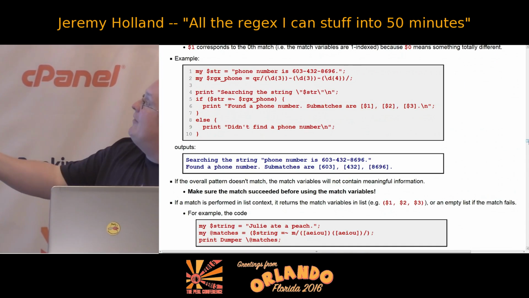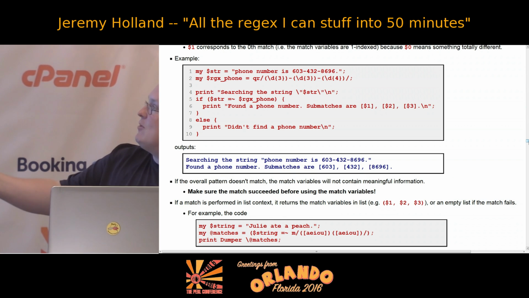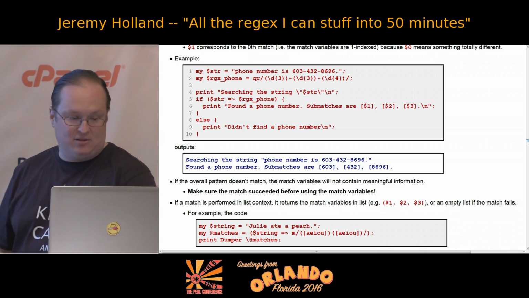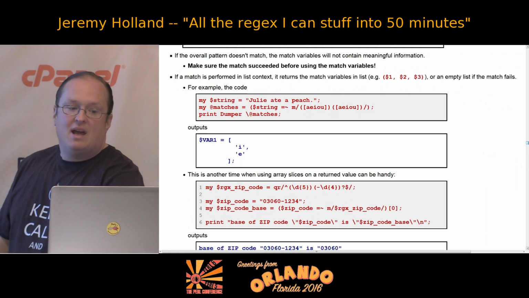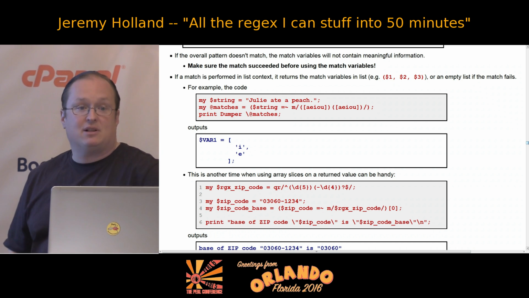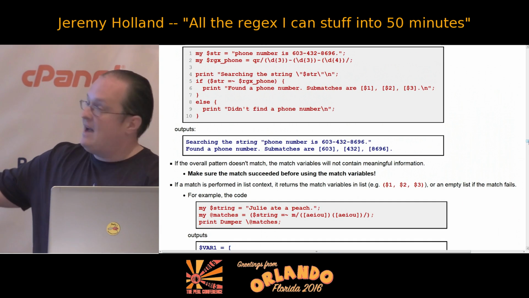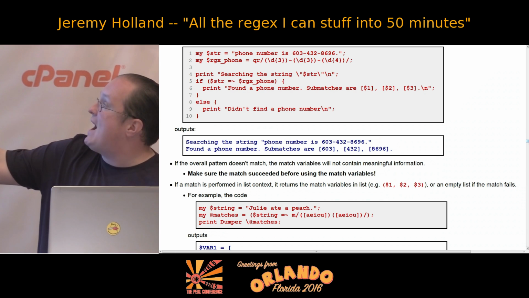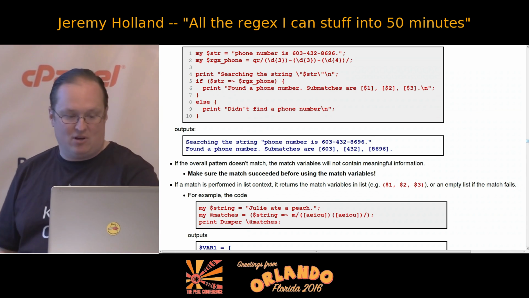So, if you have a phone number string and your regular expression is parenthesis, 3 digits, close parenthesis, dash, parenthesis, 3 digits, and so forth, after you've done your match, your submatches are in $1, $2, $3. And so you see there those 3 chunks of the string which match those 3 parenthetical expressions. If the pattern doesn't match, the match variables won't contain any useful information. So typically you want to, as you do in this example, make sure the match works before you try to use those variables.